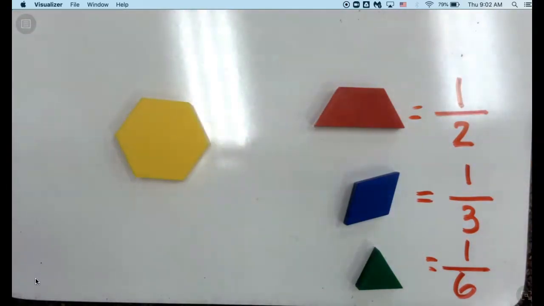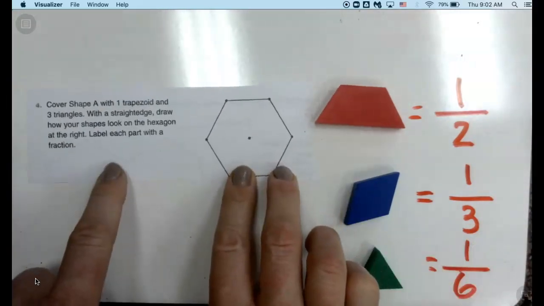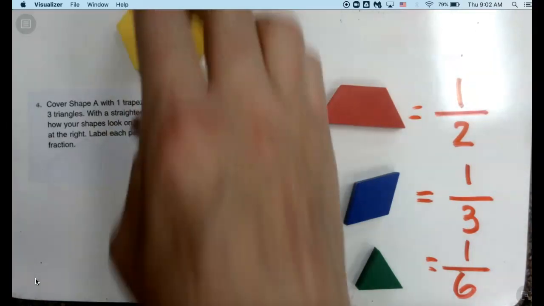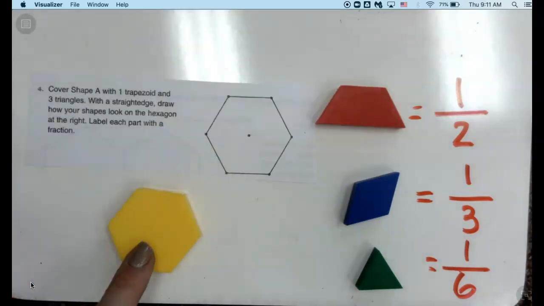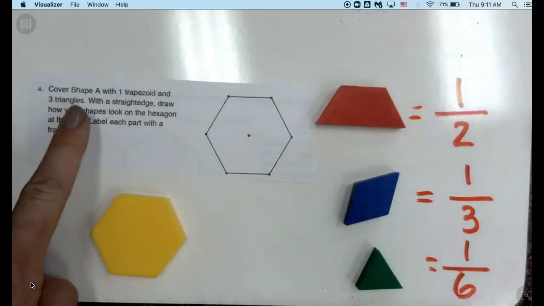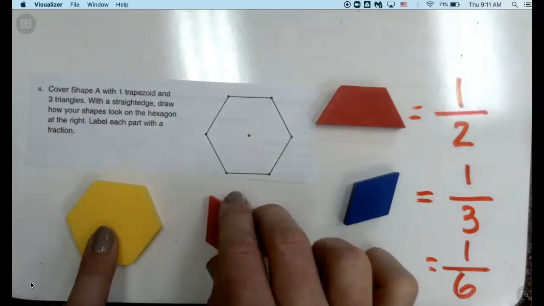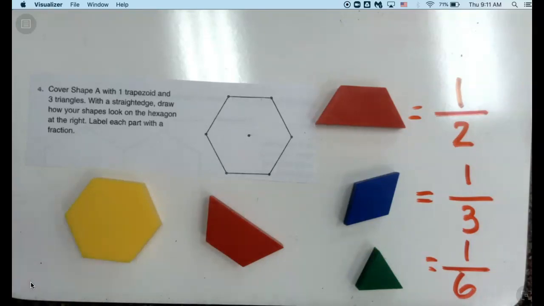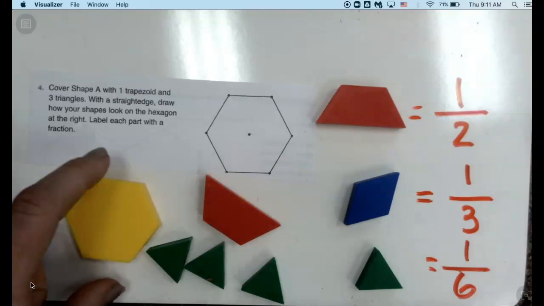Okay, so that's what each shape is going to equal as we go through our problems. So here we go. We are going to solve a mystery here. So we're going to cover shape A. Shape A is the same as the whole that we have been using. So this yellow hexagon is still going to represent our whole. They're referring to it here as shape A. We're going to cover it with a hexagon and 3 triangles. So those are the shapes that we're going to use to cover this shape A.